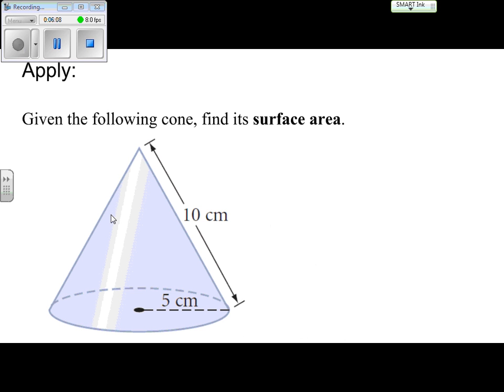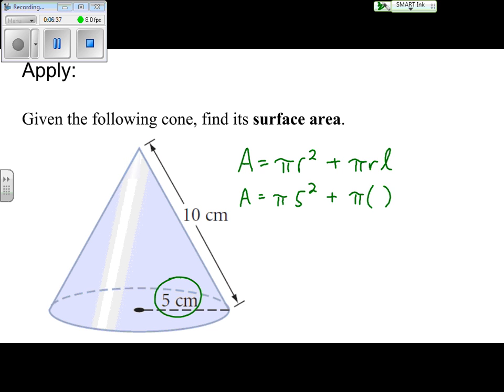So let's try it out. Once again, let's start with our formula. So our area equals our circle base, which is pi r squared, plus pi r times our slant length. Well, this time they actually gave us the radius, which is 5 centimeters. So my area is equal to pi times 5 squared plus pi times 5 times my slant length, which was 10.